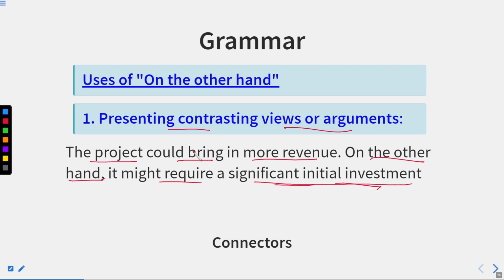So here we have two views. First, the more revenue, and the second view is the significant initial investment it requires. So here you can see two views, and we are presenting them for argument. You can say it is like a debate thing.